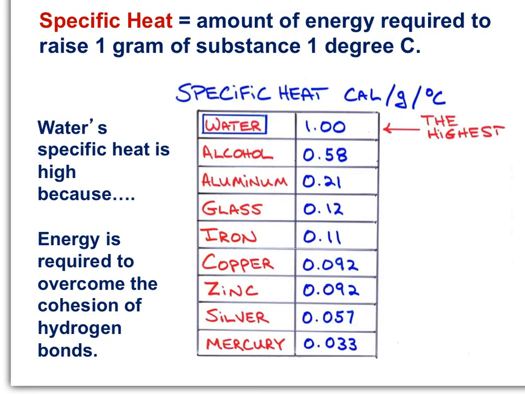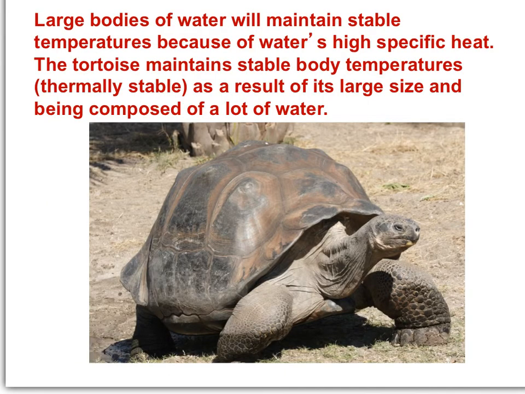Specific heat is defined as the amount of energy required to raise 1 gram of a substance 1 degree C. Water's specific heat is very high relative to other substances. The specific heat of water is high because it requires a lot of energy to overcome the cohesive attraction of hydrogen bonds. Due to water's high specific heat, water does not change temperature easily.